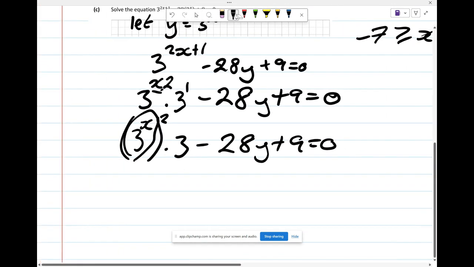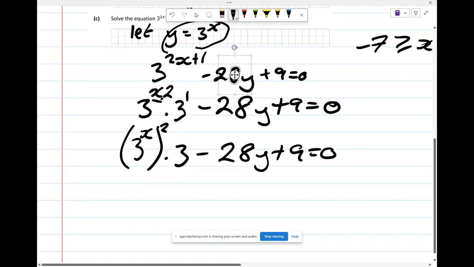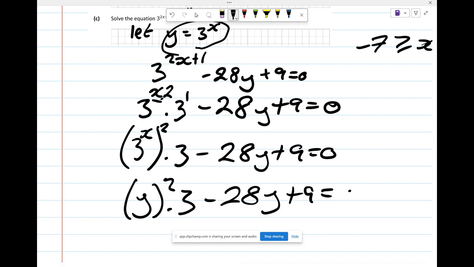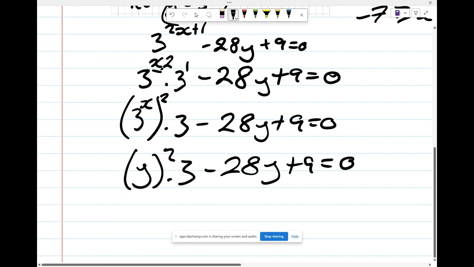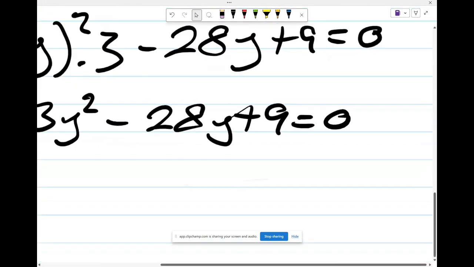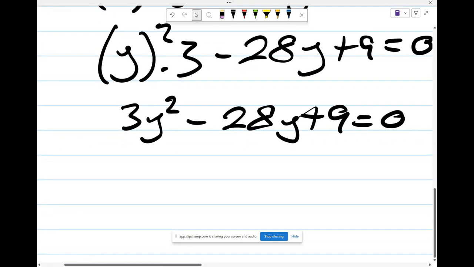We have a 3x. We know what 3x is equal to. 3x is going to be y. So y squared times 3 minus 28y plus 9 equal to 0. So y squared is just going to be y, and then times 3 is going to be 3y squared minus 28y plus 9 equal to 0. And now we successfully have our quadratic. We know how to solve quadratics. And what we can also do is probably divide by 3. So 28 divided by 3 is going to be, oh no, that's not divisible by 3. Anyway, we'll just leave it like this.